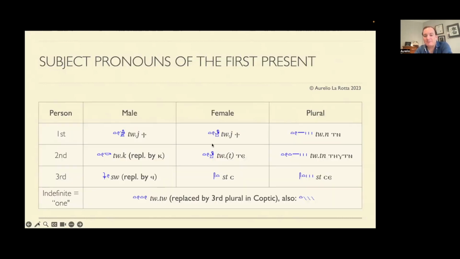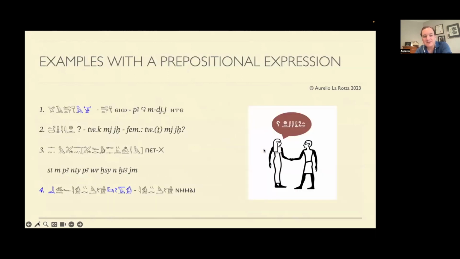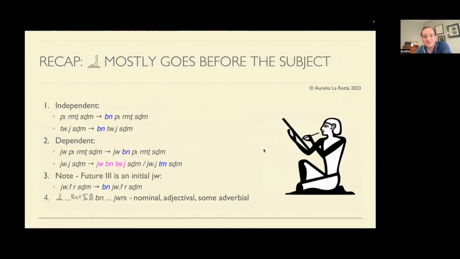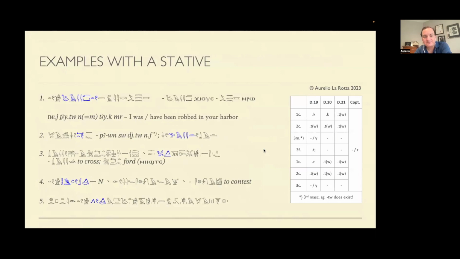So I'm not going to go through everything again, but just really high level. We had discussed these a few times. Subject pronouns of the first present, the ones that start with to. That's what you use if you don't have a nominal subject, but a pronoun. And going to the stative, I think that's where we ended the last time.